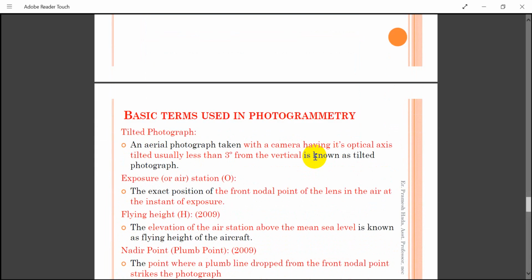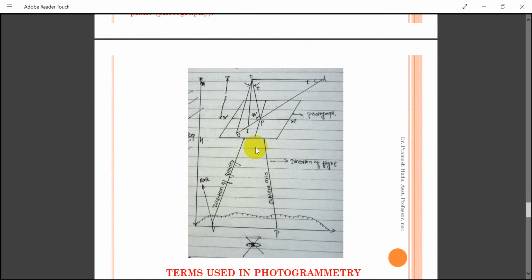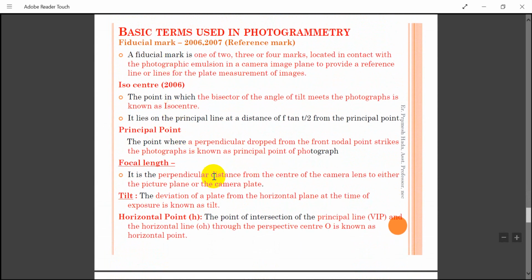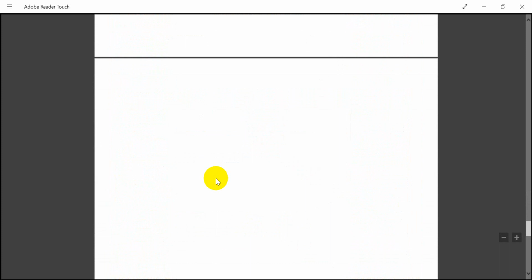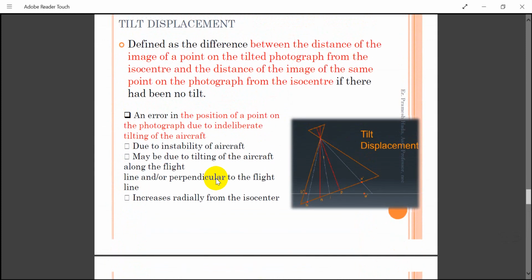Okay, so there is no need to discuss tilted photographs further. Isocenter and principal point are just definitions. No one discusses this because it is risky. Now we can call this tilt displacement, defined as the difference between the distance of the image of a point on the tilted photograph from the isocenter and the distance of the image of the same point on the photograph from the isocenter if there is no tilt. That is exactly the definition.